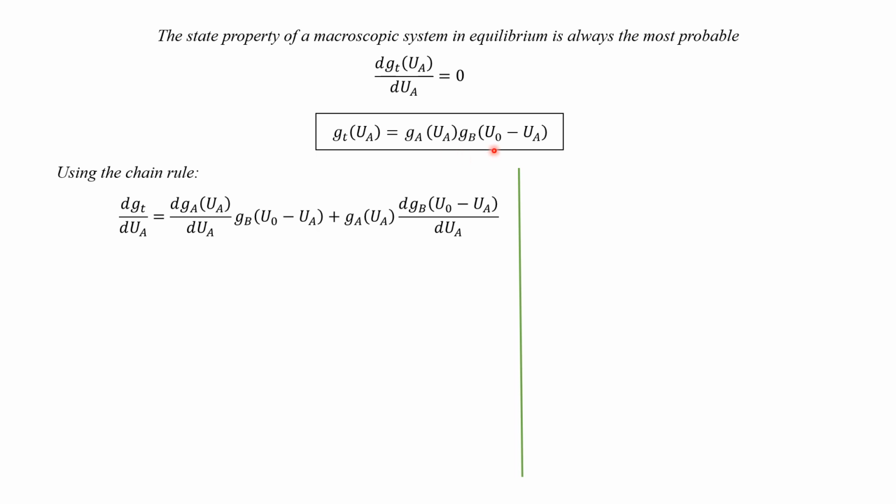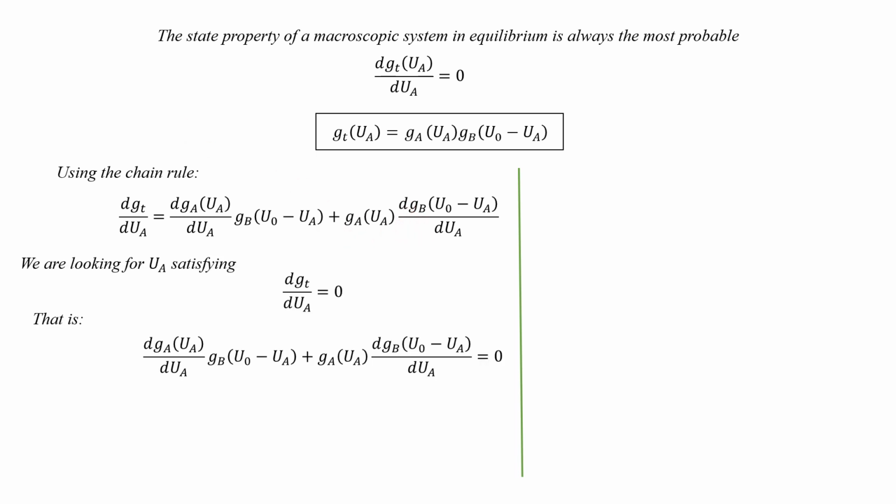And with this product, we can evaluate this derivative using the chain rule. So according to the chain rule, the derivative of this term is the derivative of the first term times the second plus the first term times the derivative of the second. And recall that we are looking for UA that satisfies this condition. In other words, we want to find the energy at which this sum is zero.